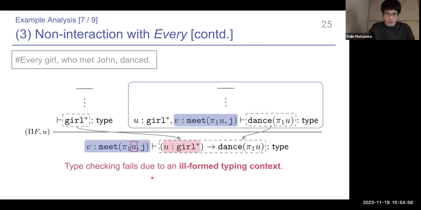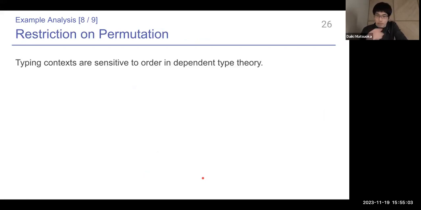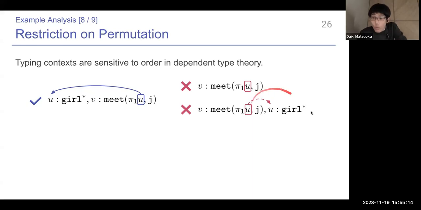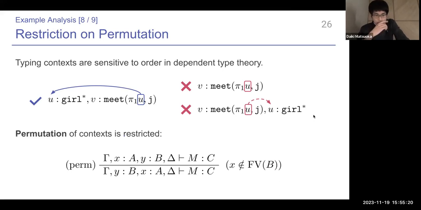And finally, I'll explain a bit about this ill-formedness of a context. Generally speaking, typing contexts are sensitive to order in dependent type theory. For instance, this type of backward dependency is okay. However, free variable is not allowed. And this type of forward dependence is also not allowed. More generally, permutation, which is admissible in usual propositional logic, is not entirely free in dependent type theory. So we need to posit that B doesn't have X as a free variable inside.